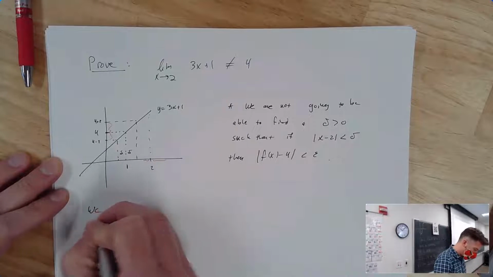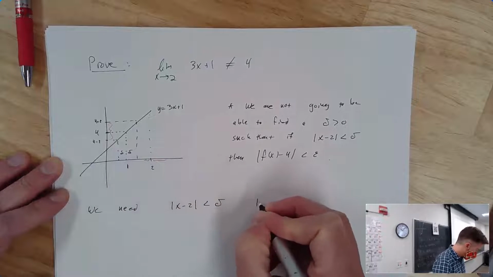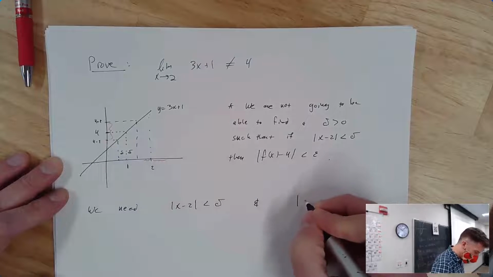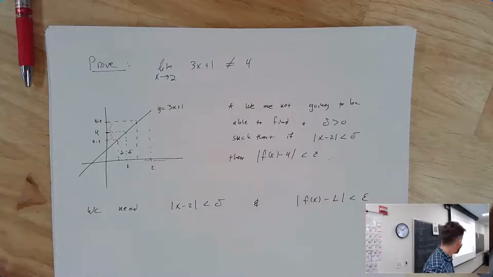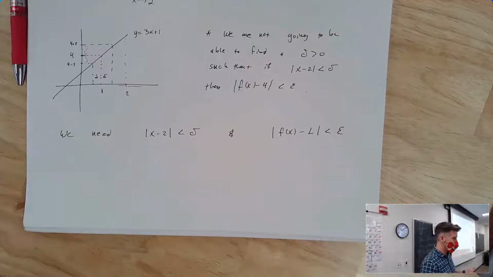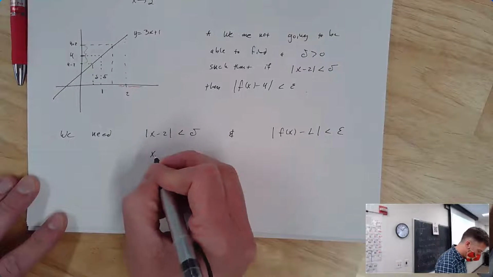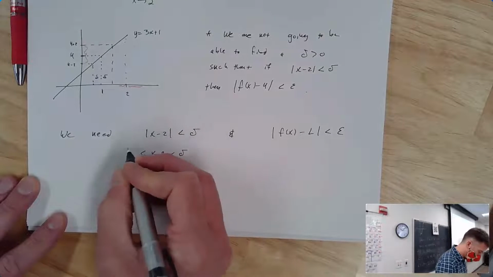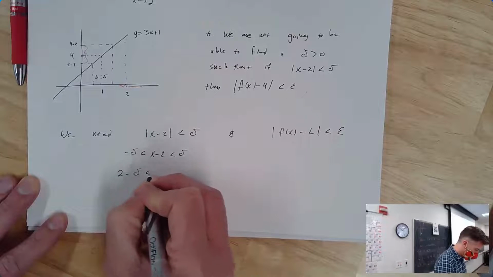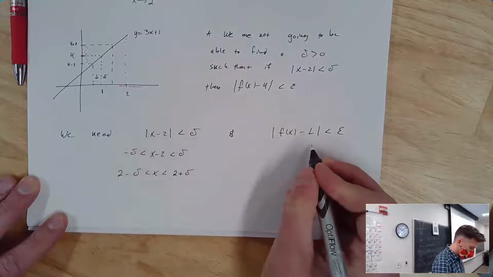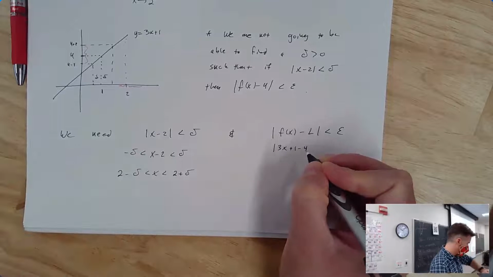We need both the absolute value of x minus 2 less than delta, and we need the absolute value of f of x minus our limit less than epsilon. And then we're going to do the thing where we just work both sides until we isolate x in each inequality. It's not terrible. In this one, it's super not bad. It's x minus 2 is less than delta, bigger than negative delta, and we add 2 to all sides. And over here, we rewrite this as the absolute value of 3x plus 1 minus 4.